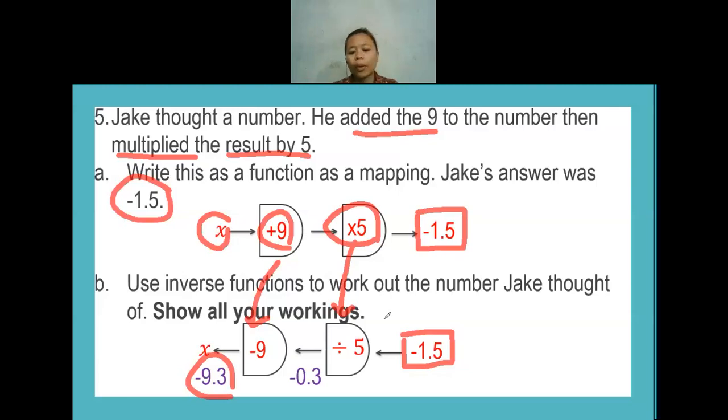For question B, we go from the answer and then find the mysterious number by doing the opposite calculation from the very back. So multiply by 5 becomes divide by 5, and plus 9 becomes subtract 9.